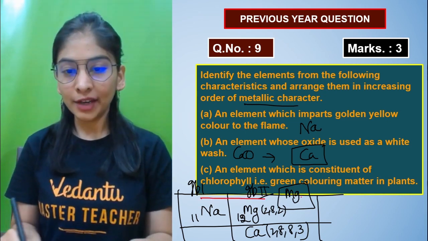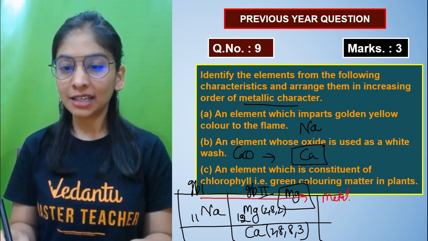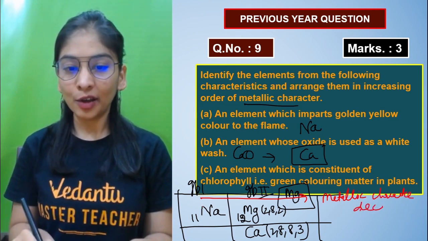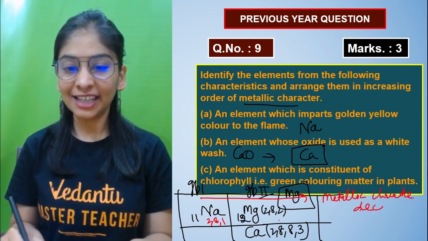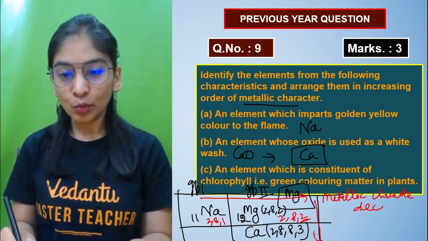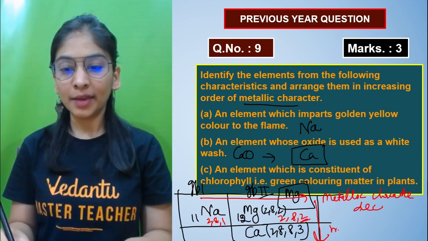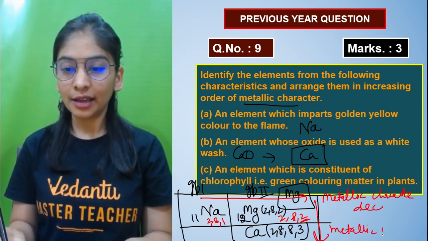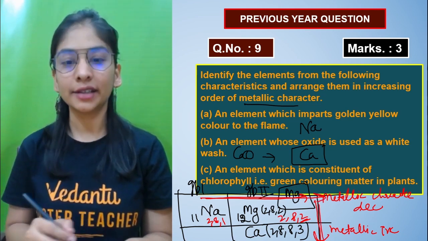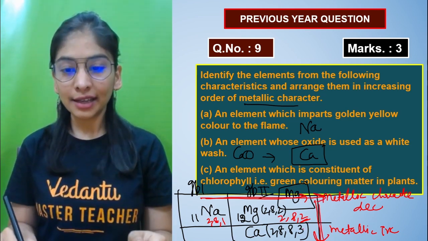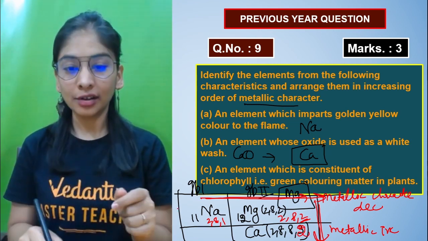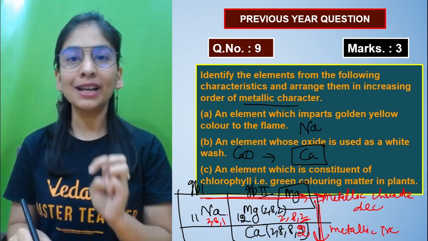Let's use the information that we needed. When we move in a period, we discussed that metallic character decreases because it has to lose 1 electron, easy to lose. It has to lose 2 electrons, a bit difficult. And when we move in a group, metallic character increases. Here decreases, here increases. 4 shells, it's easy to lose an electron. Here, sodium, magnesium, only 3 shells.